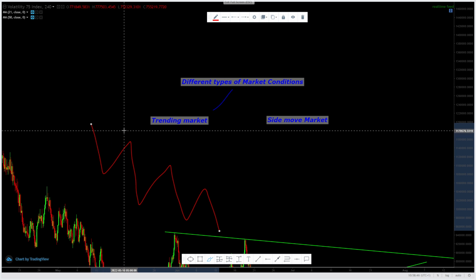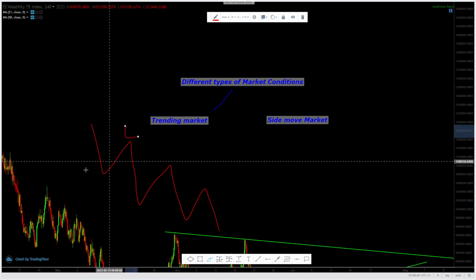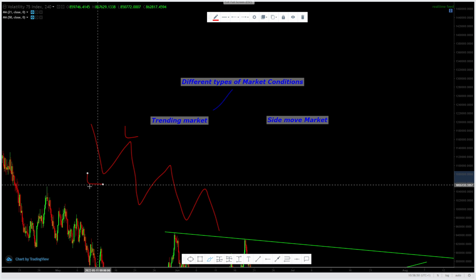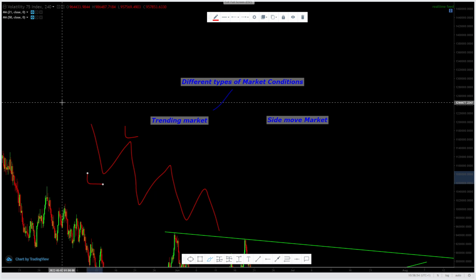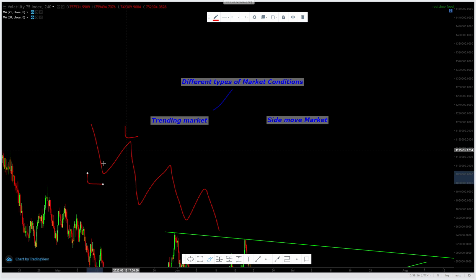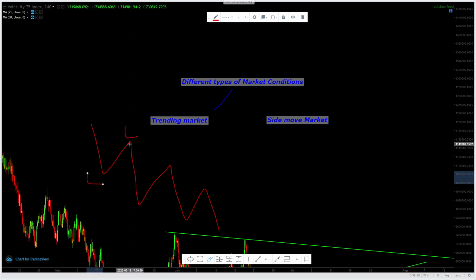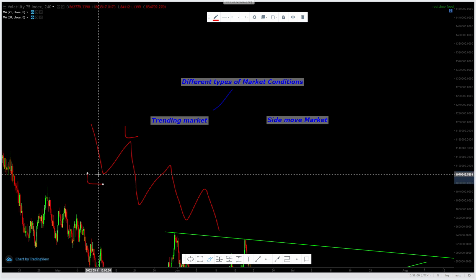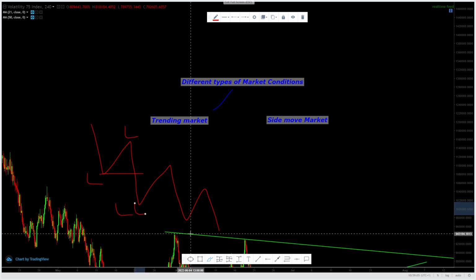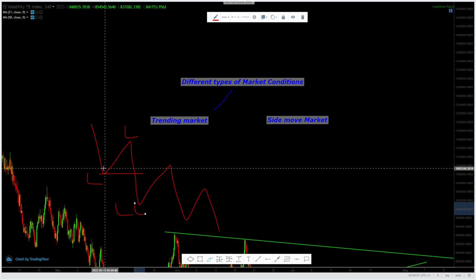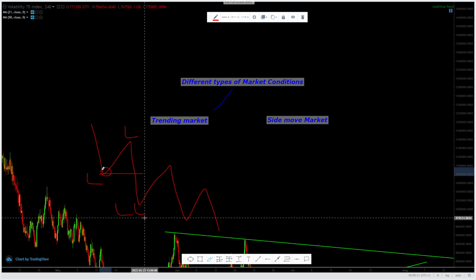So we could say this is a low, and this is also a low, because we cannot see the other previous structures yet. This is basically what we have at first. Once we break under this previous structure right here, we create a new lower low. It must break under this structure low. So now we have a new lower low.